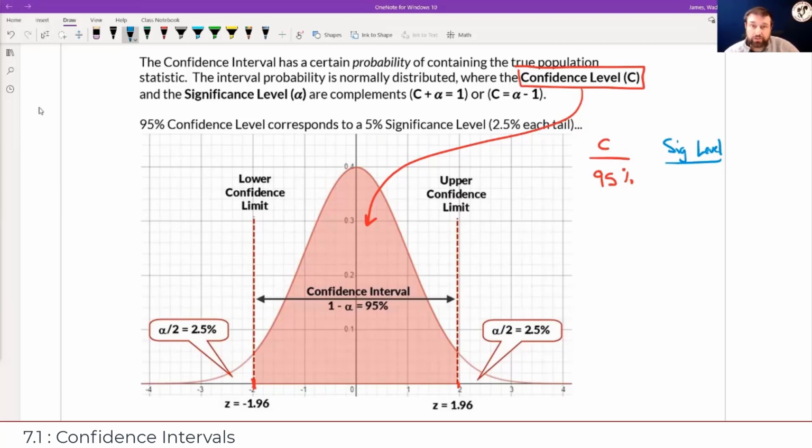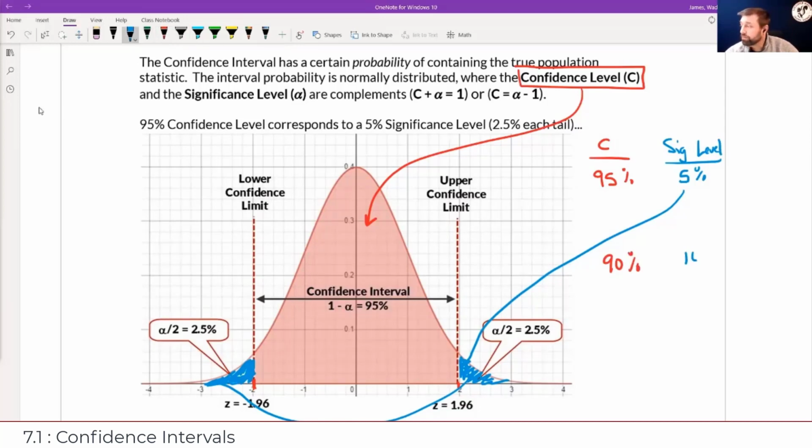So if my confidence level is 95%, my significance level is 5%. And that 5% is divvied up between the two tails. So 2.5% on the tail on the right and 2.5% on the tail on the left. Okay. And the same thing would be true if we changed the confidence level. So if I had a 90% confidence level, then my significance level would be 10%, split into 5% on the left and 5% on the right.